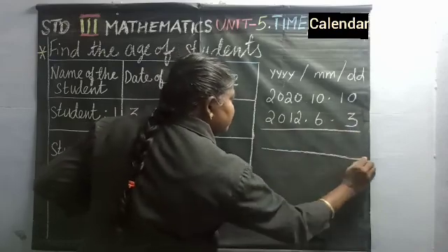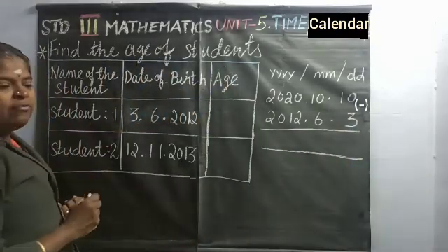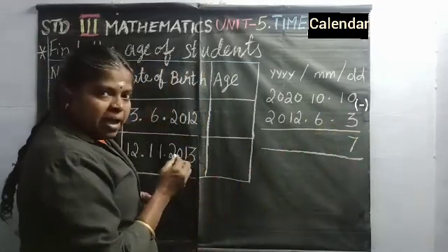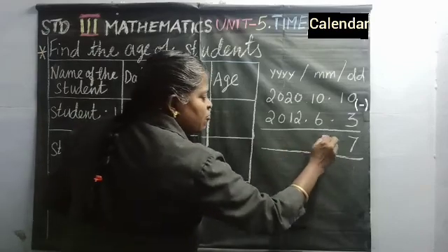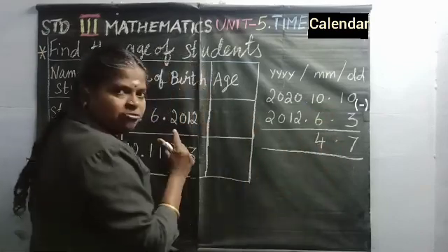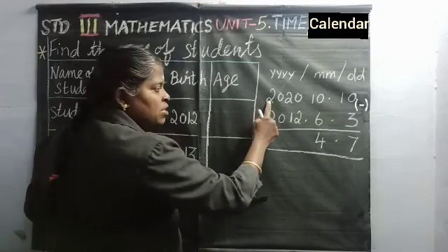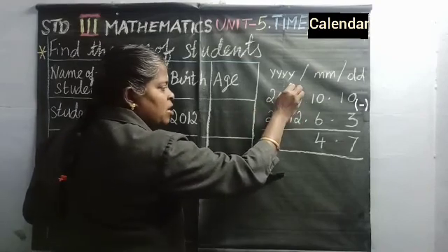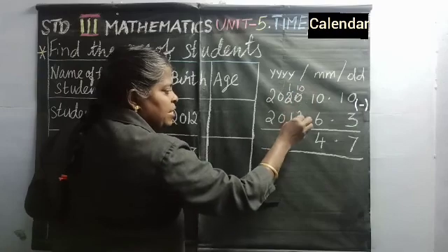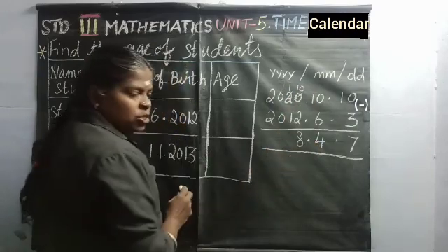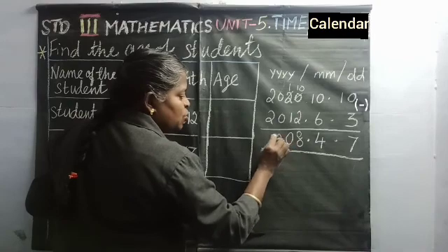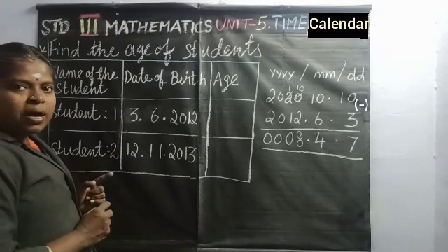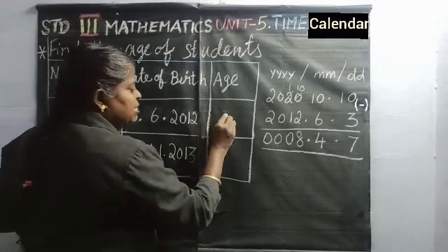So what is the age of student 1? First we have to subtract the date. 10 minus 3 is 7. 10 minus 6 is 4. After that we have to subtract the year. So 2020 minus 2012, so 20 minus 12. Borrow from here, 1, 10. 10 minus 2 is 8. Then the remaining 0. So the age of student 1 is 8 years 4 months. Age is 8 years.